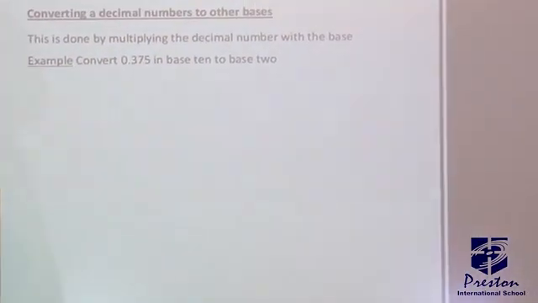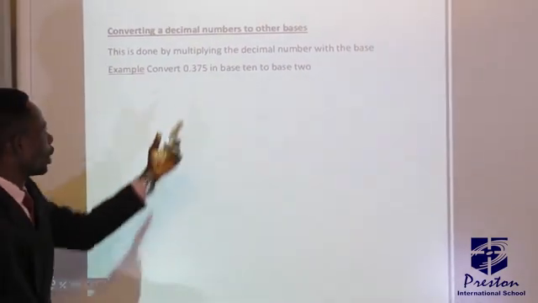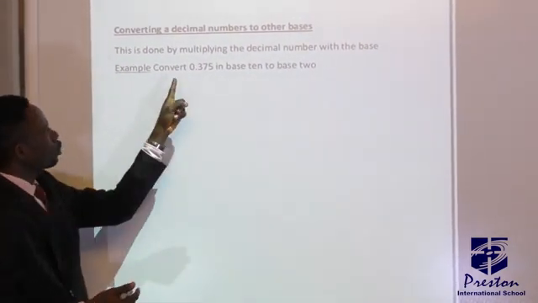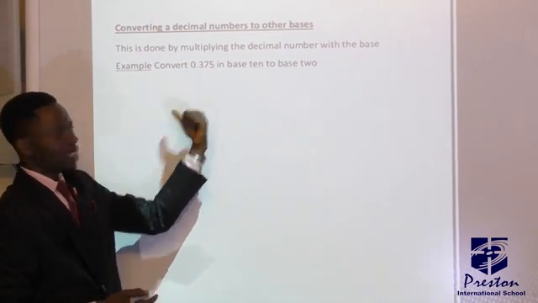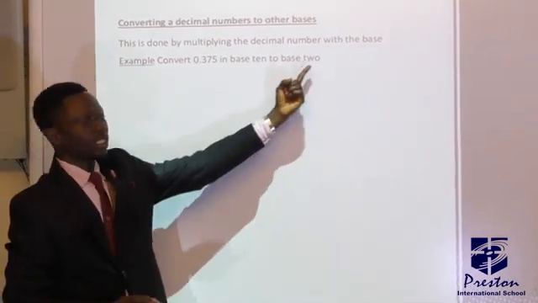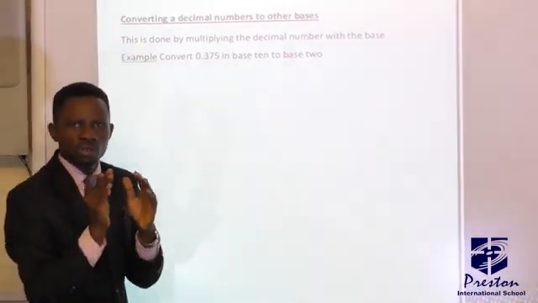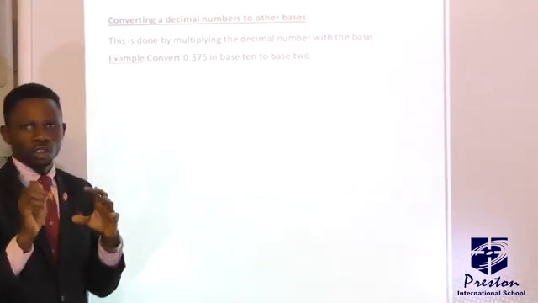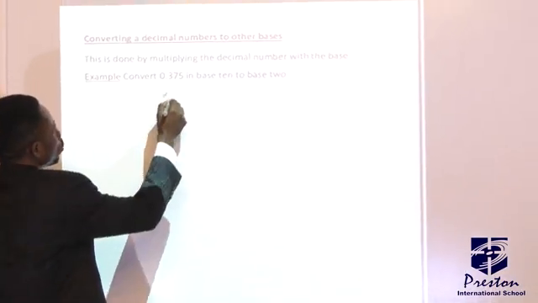Okay, looking at the last example we have here, converting a decimal number to other bases. Like what we have here, we are being asked to convert 0.375, this is in base 10, to be converted to base 2. This always gives students little problem. So I want you to pay attention very well here.